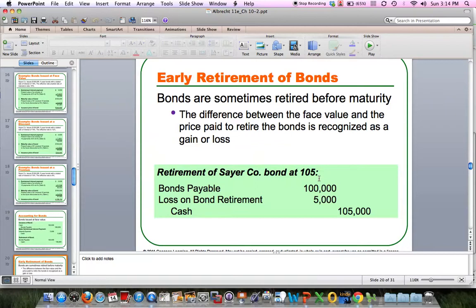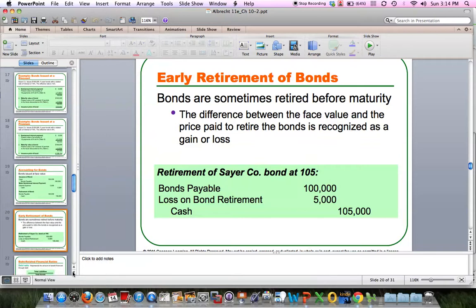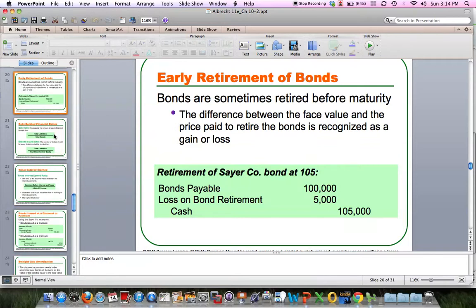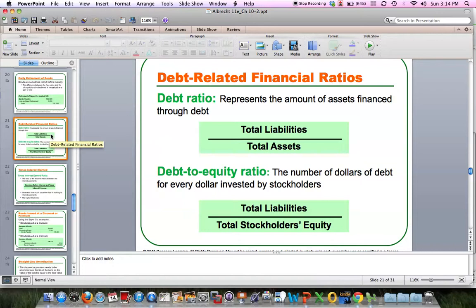Okay, why do companies do that? They actually put call provisions in to protect themselves against interest rates. If interest rates change significantly, basically if they were to go down, it might make more sense to call those bonds back and then reissue a new bond issue at lower interest rate. And even though we lost 5,000 calling them back, if interest rates go down enough, most likely we would save enough money in the future that we would more than get that money back.